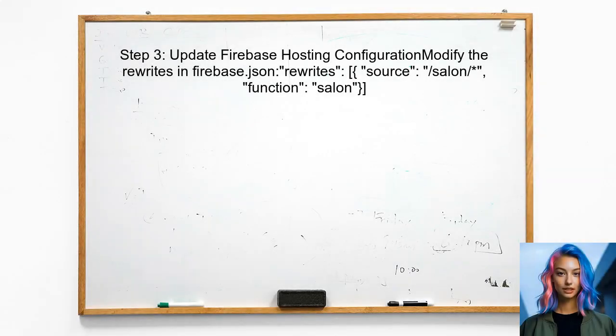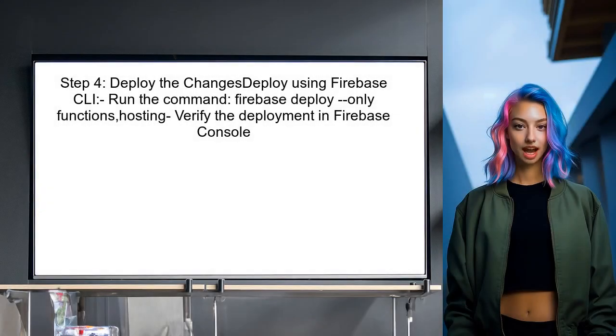Now, the user needs to update the Firebase hosting configuration. This involves changing the rewrites in the Firebase configuration file to point to the new cloud function instead of the static HTML file. Finally, the user should deploy both the cloud function and the updated hosting configuration. This can be done using the Firebase CLI, ensuring that the pre-rendering setup is live.